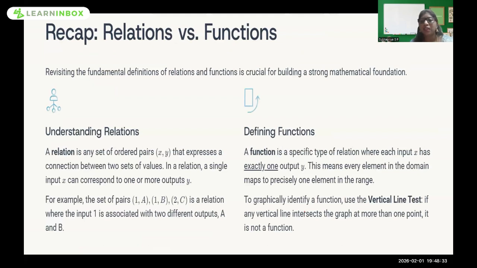So let's understand the relation and the function. For our recap, the relation is a set of ordered pairs, that is 1, comma a; 1, comma b; and 2, comma c as example. You can see 1 is having two outputs, a and b. But this can't be done for a function. For each and every input, you must have exactly one output alone. So for that, we used the vertical line test. We saw how many times the line is intersecting the graph. If it is one time, then it is a function. If it is more than one, then it is not a function.